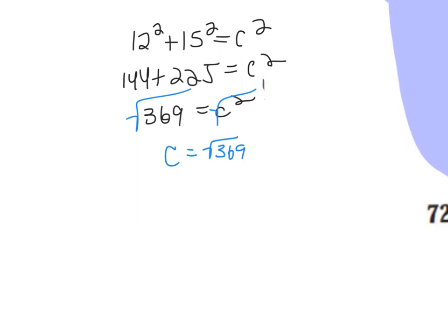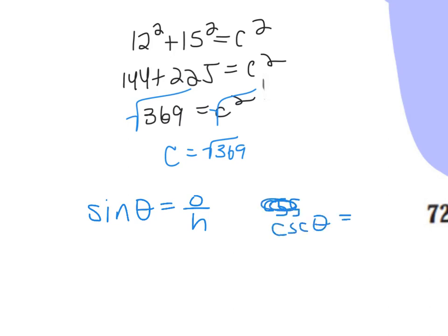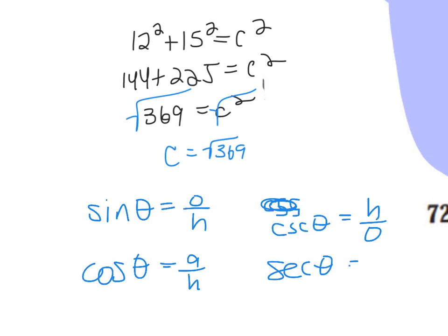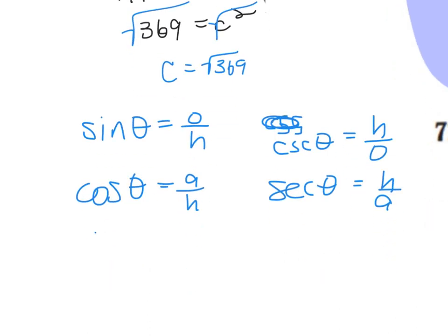But let's remind ourselves. Sine of theta is opposite over hypotenuse. So cosecant of theta is hypotenuse over opposite. Cosine of theta is adjacent over hypotenuse. So our secant of theta is hypotenuse over adjacent. Tangent of theta, TOA, is opposite over adjacent. Cotangent of theta is adjacent over opposite.